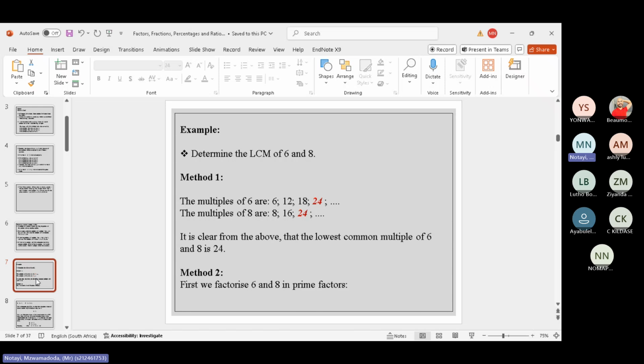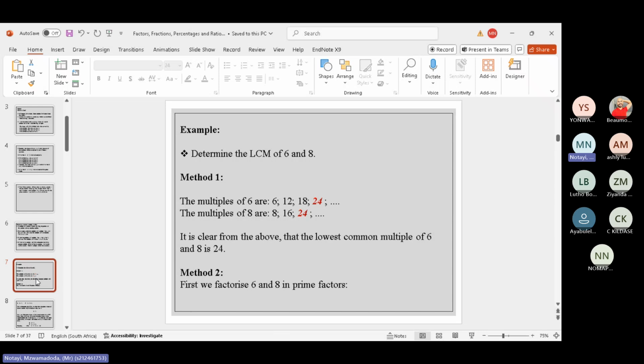So we have 2 methods. Let's look at the first one. The multiples of 6 are 6 times 1, which is 6. The second one will be 6 times 2, which is 12. 6 times 3, 18. 6 times 4, 24. 6 times 5, 30, and so on.